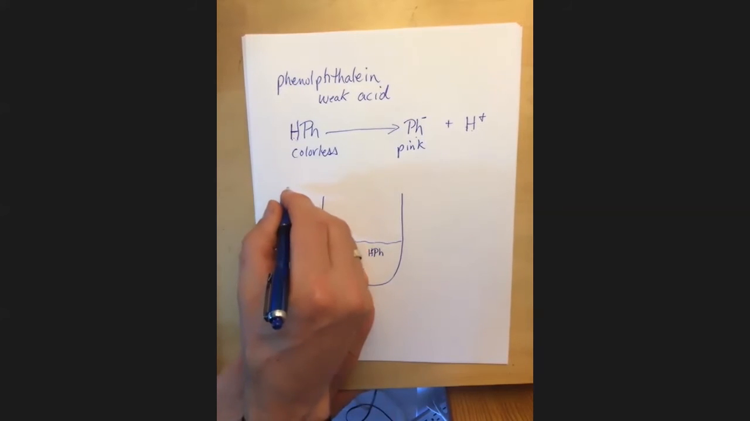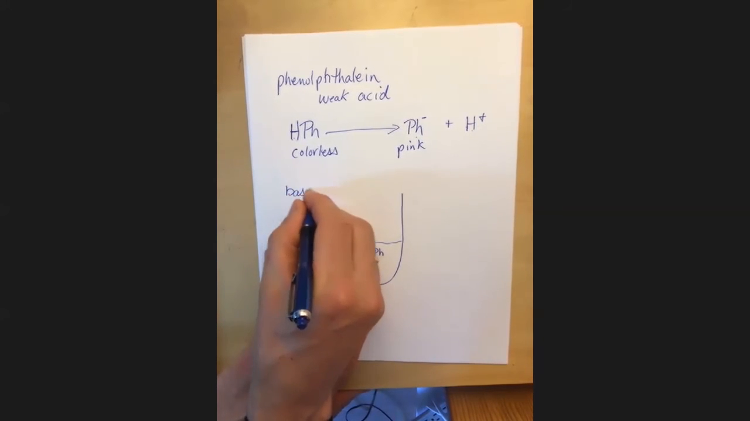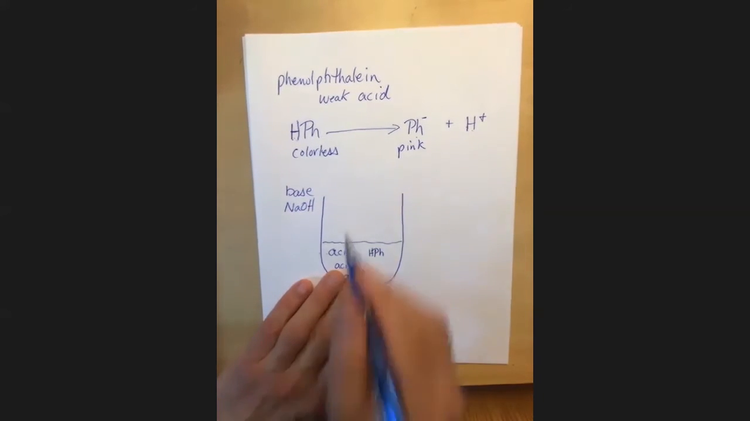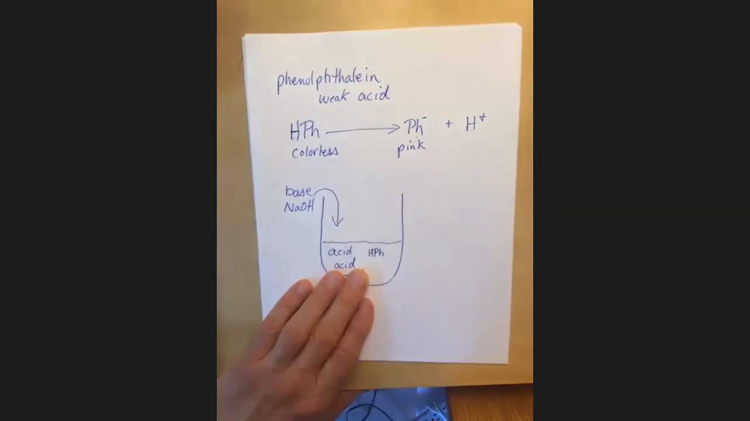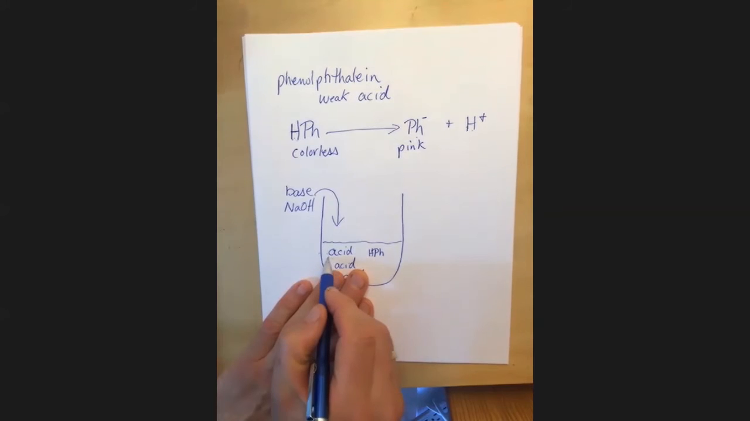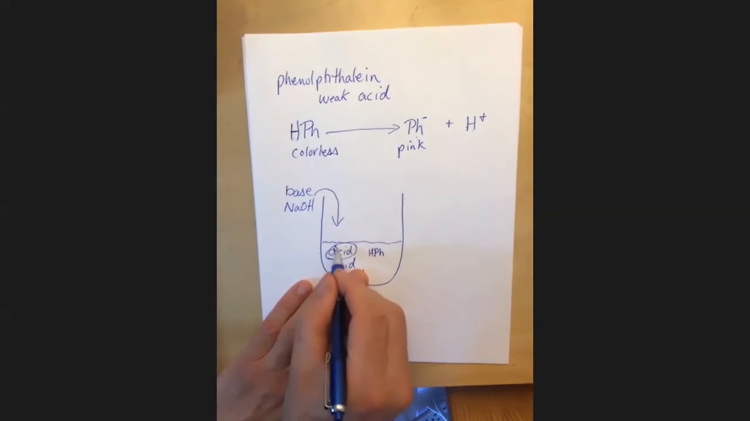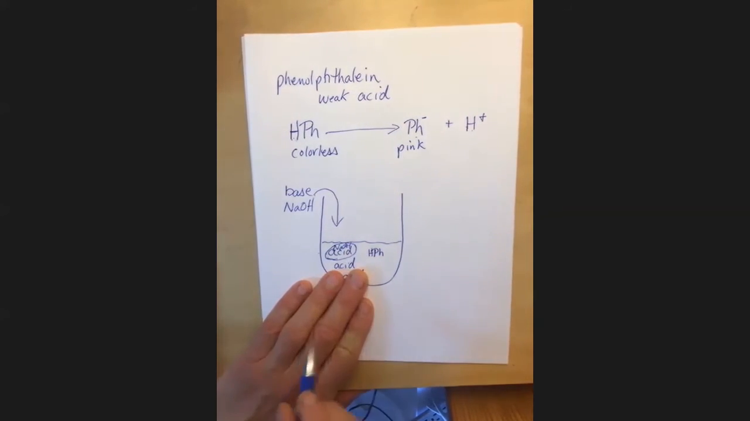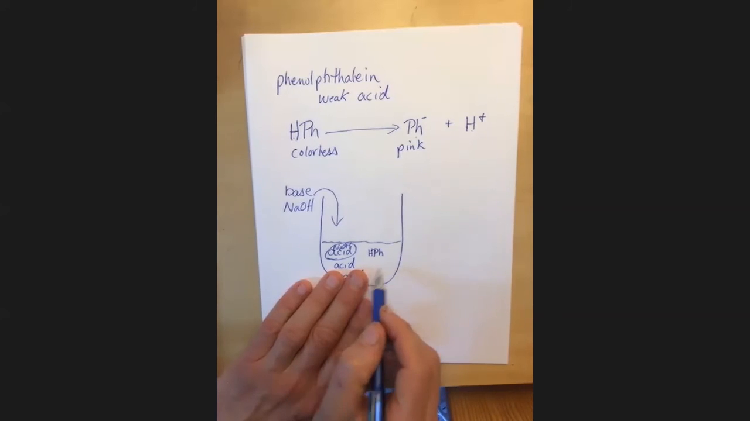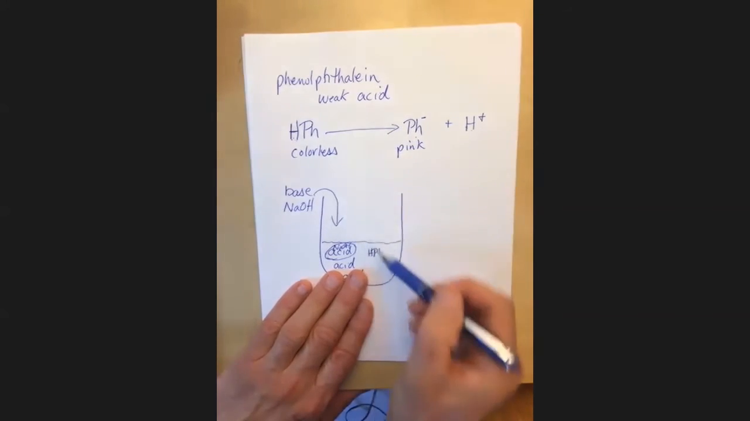And so I'm going to take a base like sodium hydroxide, and I'm going to put one of those in there. And so when I put my sodium hydroxide in, it's going to react with my acid. And I've still got a phenolphthalein here. It's still sitting in acid. And so the color is colorless, doesn't show up any color.